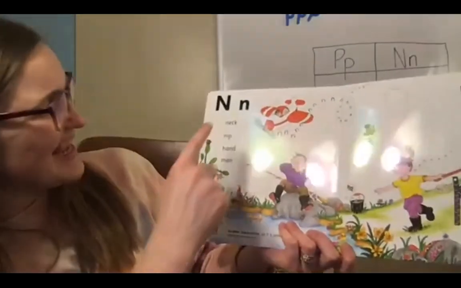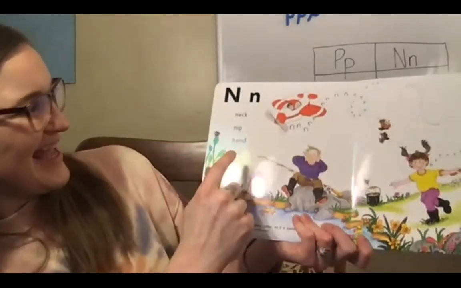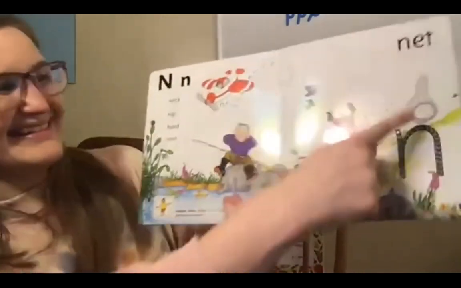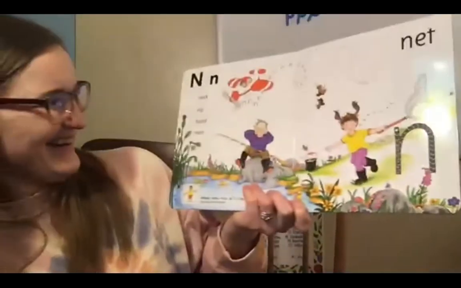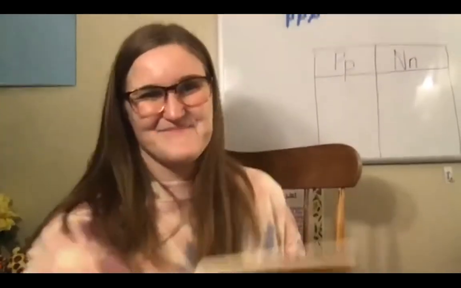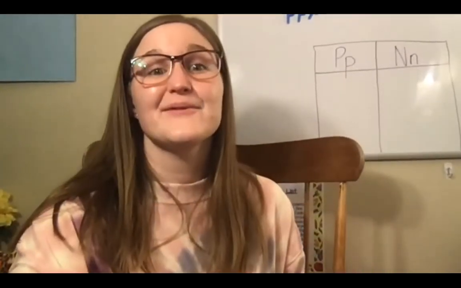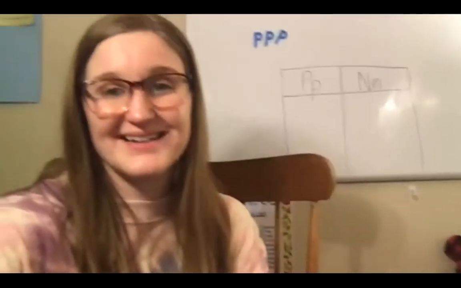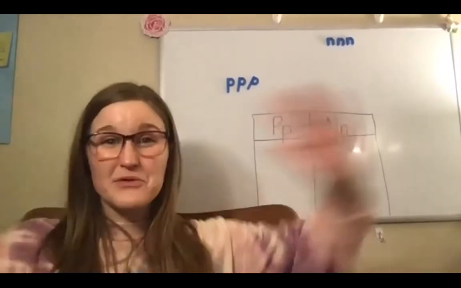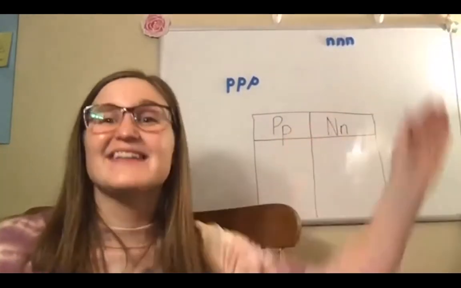So that is our story for the letter N. N like neck and nip and hand and man and net, like the net she has right there. All right, so that's our story for the letter N. All right, so there's one more thing I want to do with that letter N. It's right up here with my magnetic letters. As I move them down, I want you to make the move for N and say the sound with me.